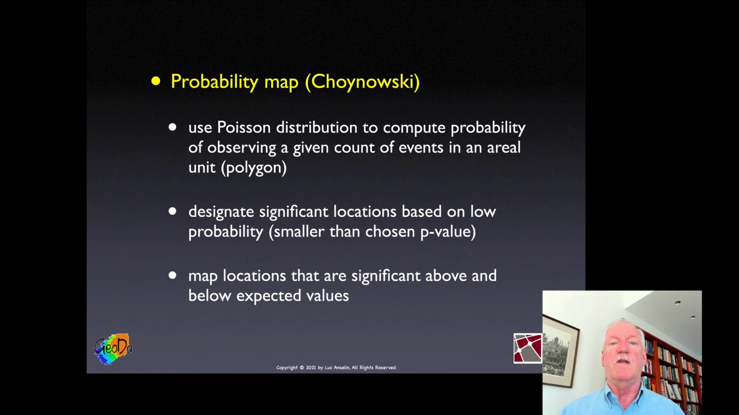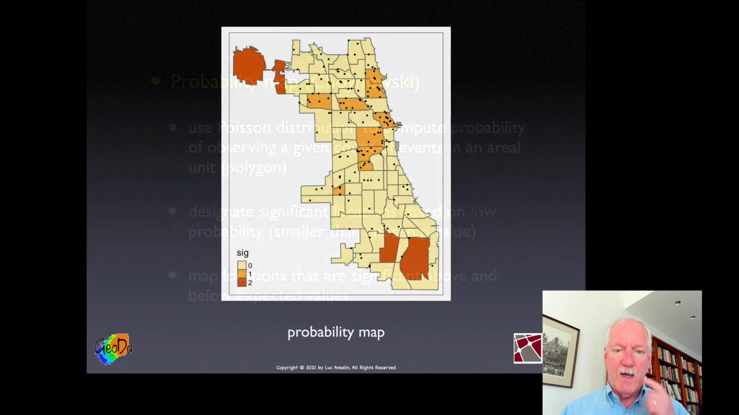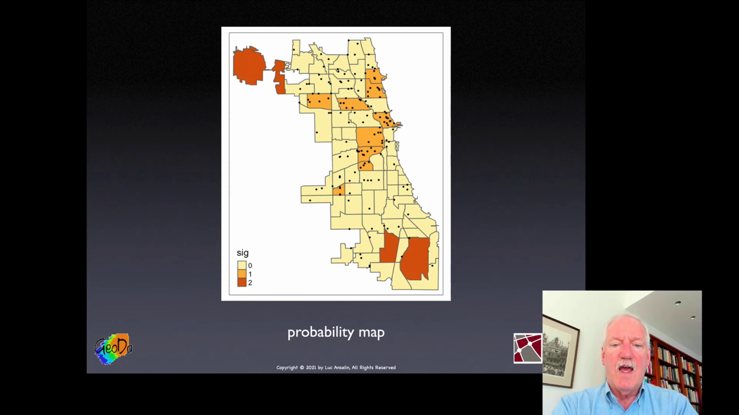We say, hey, wait a minute. This is highly unlikely given the average intensity of the process. So that's the idea behind a probability map. And you'll see an example of this in the notebooks. We'll do this in the lab. But it's very intuitive. It gives you a map like this for the supermarkets, where the dark brown ones are the areas that are significantly below.